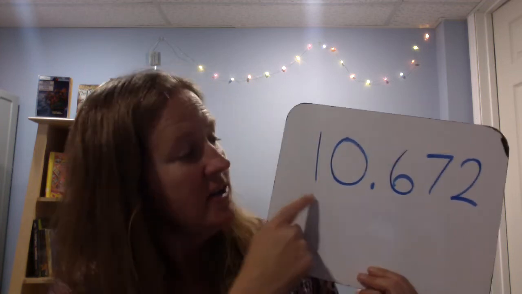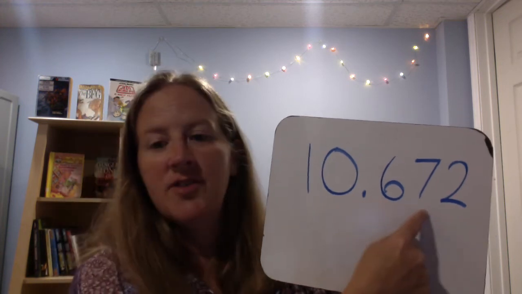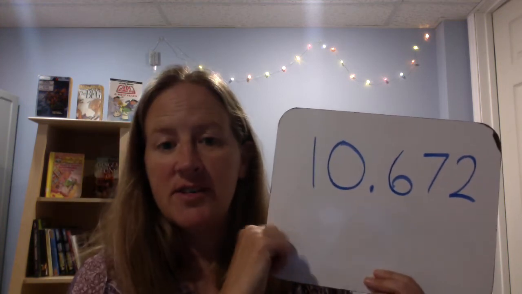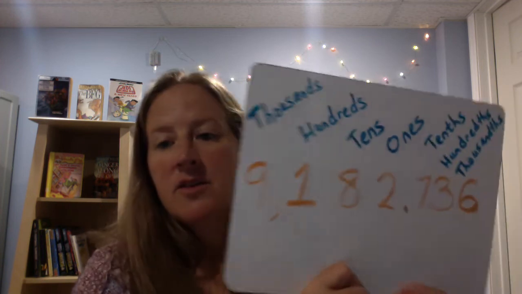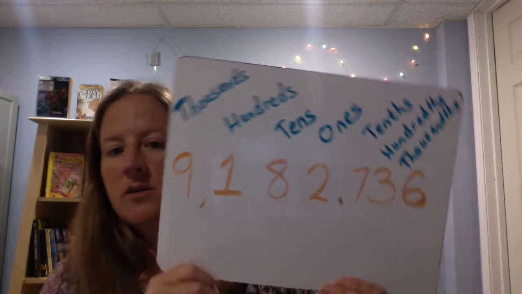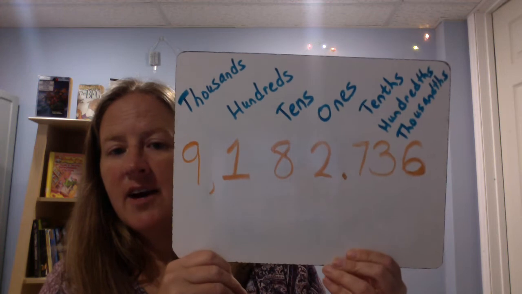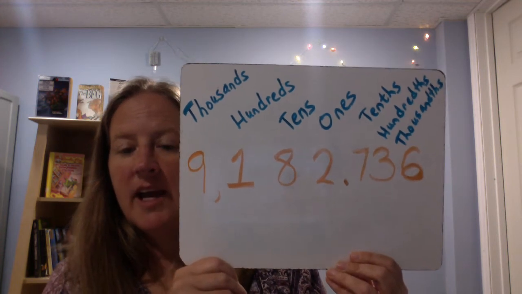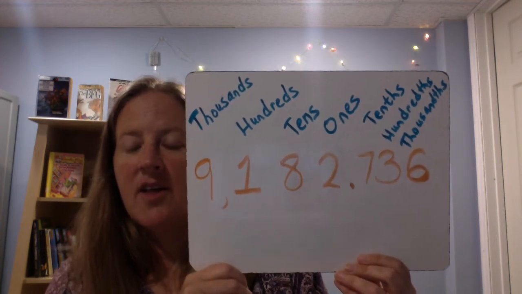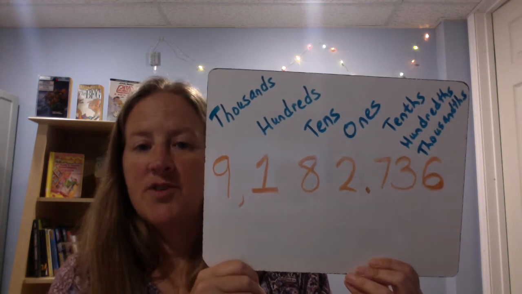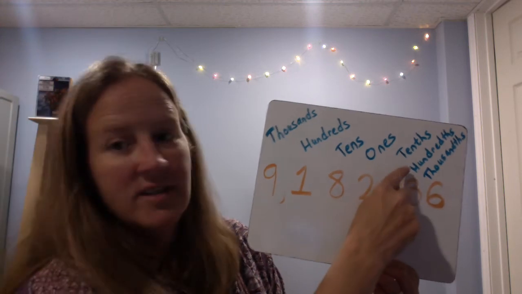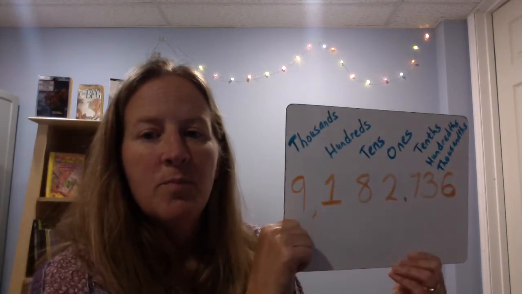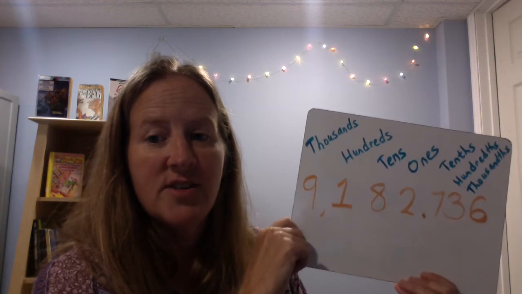You are so right. 10 and 672 thousandths. So like I said, this week is all about place value. So here we have 9,182 and 736 thousandths. It's important to remember that when you get to these digits after the decimal point, those are small. Those are fractional pieces, actually.